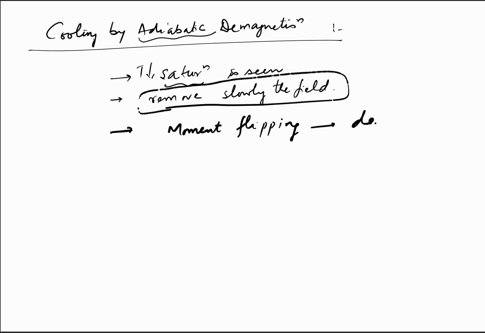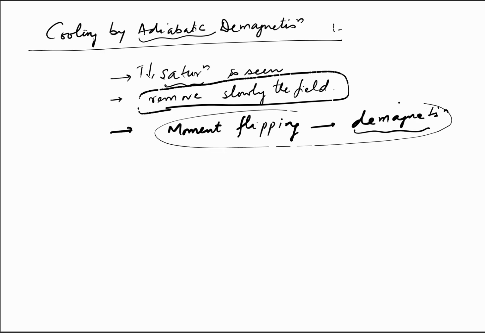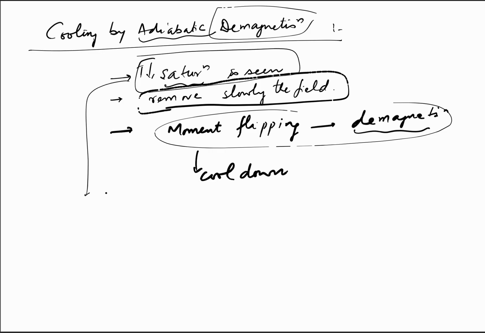creating demagnetization, but this demagnetization has taken their energy, so they will further cool down. So you see that by demagnetization beyond a certain temperature, we can again get a further reduced temperature by this adiabatic demagnetization of paramagnetic materials.